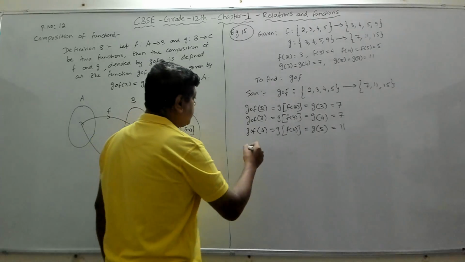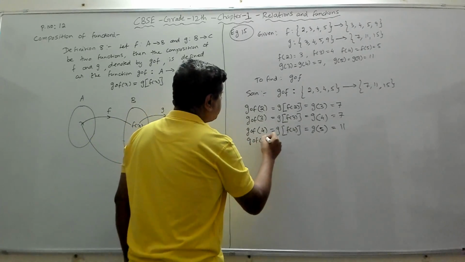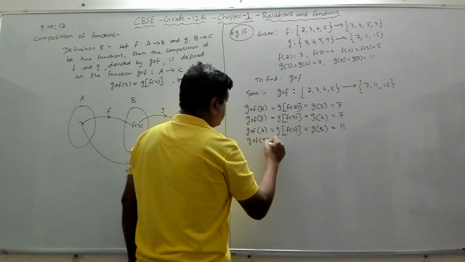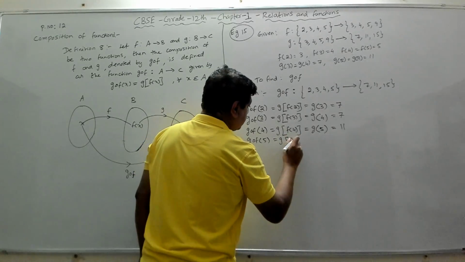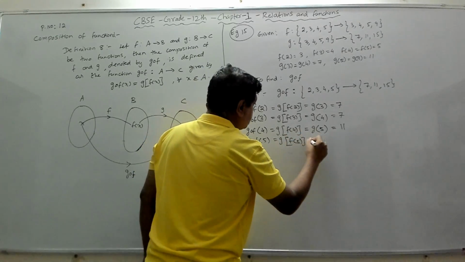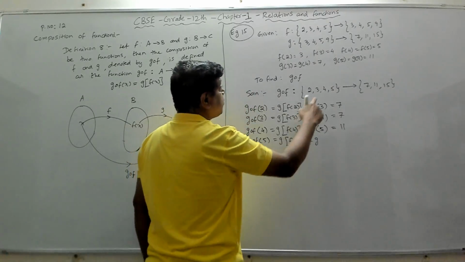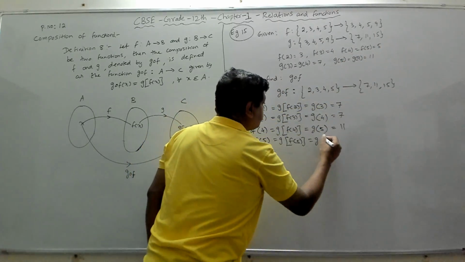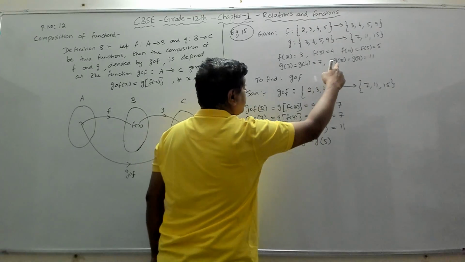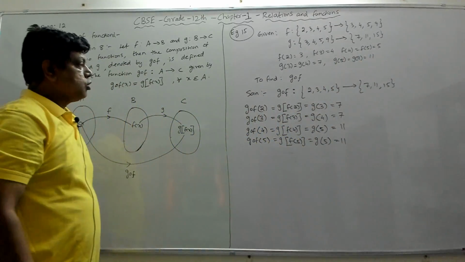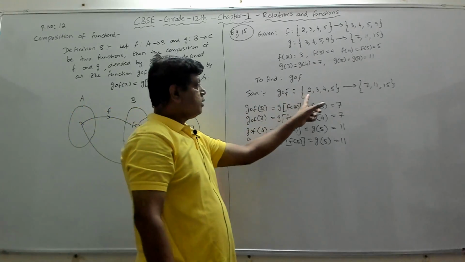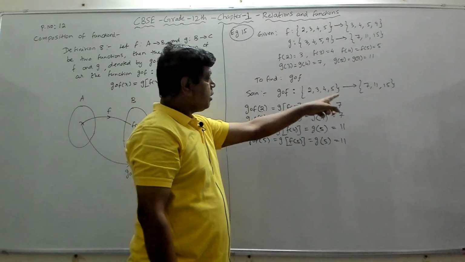Right? Now next one is G of F of the last element, which is 5. That is equal to G of F of 5, which is equal to G of, now what is F of 5? F of 5 is also going to 5. So it becomes G of 5. And what is G of 5? G of 5 is 11. Equal to 11. So now for every element, we have defined where that element is getting mapped to.